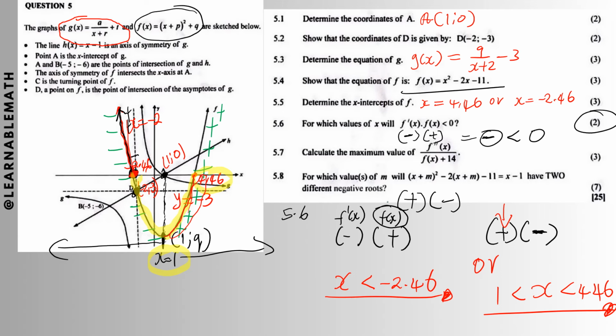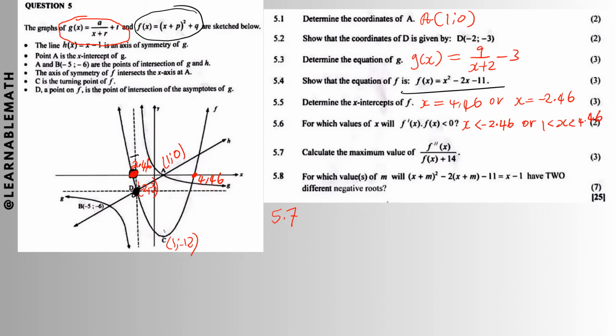Okay, let's quickly go to 5.7. Quite very interesting. They are saying calculate the maximum value of the second derivative of f of x divided by f of x plus 14, right? So to be able to visualize this clearly, let's get these equations so that we determine the maximum value. I think we have been solving quite a lot of questions on this.